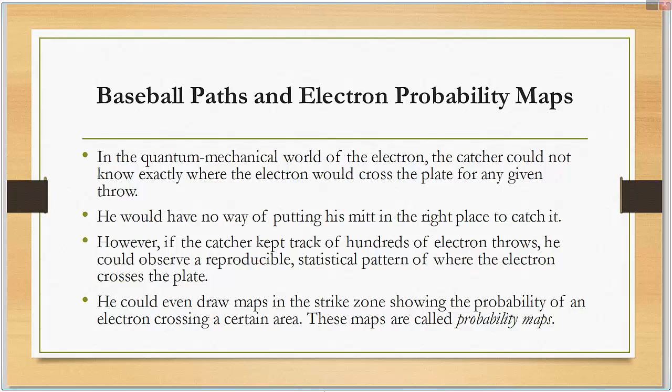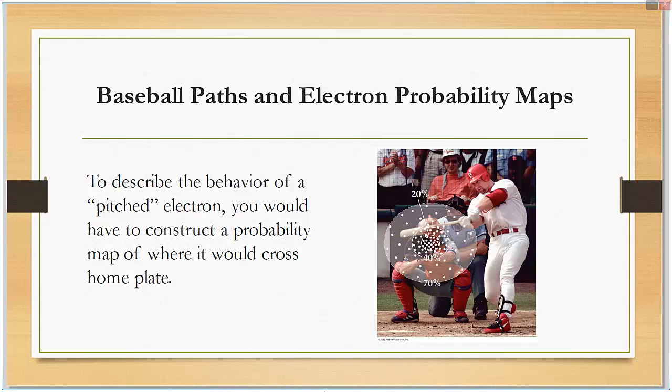However, if the catcher kept track of hundreds of electron throws or baseball throws, he could observe a reproducible statistical pattern of where the electron crosses the plate. He could even draw maps in the strike zone showing the probability of an electron crossing a certain area. These maps are called probability maps.